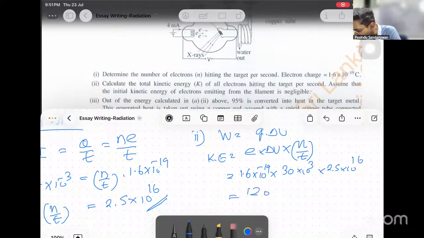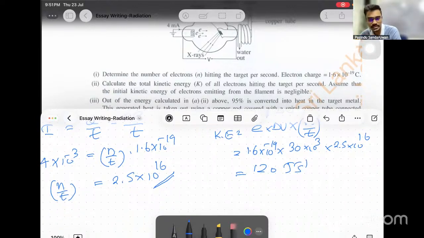Then simplify this value. It simplifies to 120 joules per second. Or else you can give this answer as 120 watts.